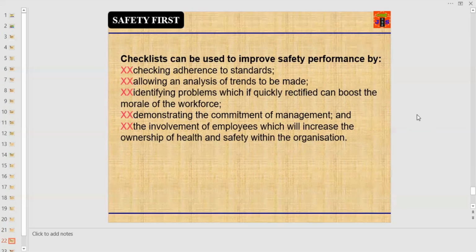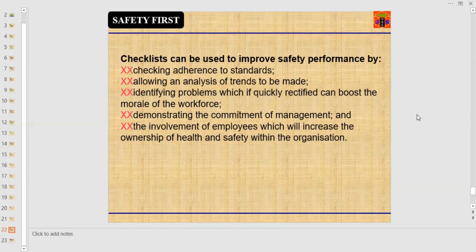Checklists can also be used to improve safety performance by checking adherence to standards, allowing an analysis of trends to be made, identifying problems which, if quickly rectified, can boost the morale of the workforce, demonstrating the commitment of management and the involvement of employees, which will increase the ownership of health and safety within the organization.